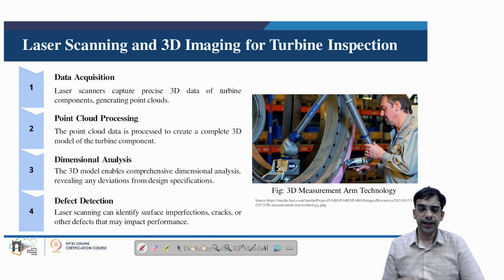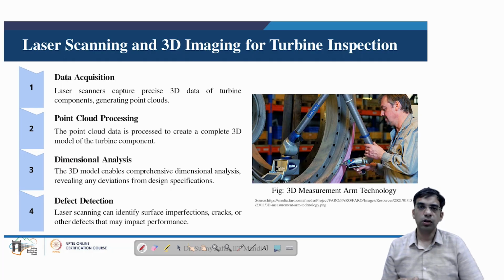So laser scanning and three-dimensional imaging is very useful for turbine inspection, because laser scanners help to provide precise three-dimensional data for turbine components, generating point clouds. Point cloud processing is used to create a complete three-dimensional model of the turbine component.